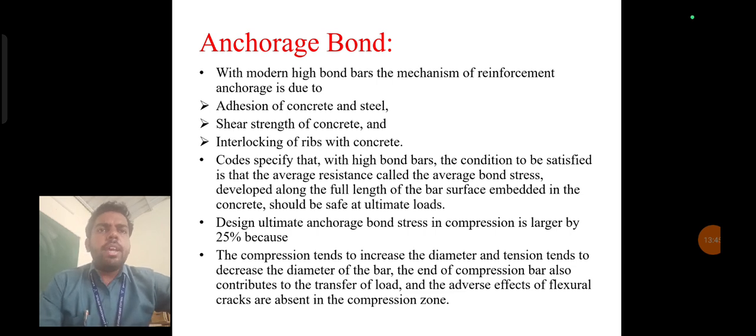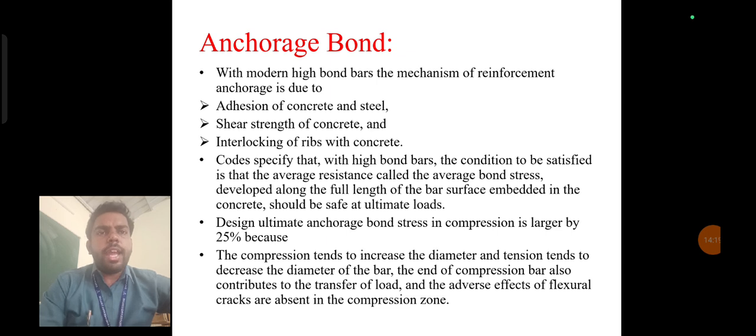What is meant by anchorage bond? Anchorage bond means, with modern high bond bars, the mechanism of reinforcement anchorage due to adhesion of concrete and steel, shear strength of concrete, and interlocking of ribs with concrete, which should be maintained very highly. IS 456-2000 specifies that for high bond bars, the condition to be satisfied is that the average resistance, called average bond stress, developed along the full length of the bar surface embedded in the concrete, should be safe at ultimate loads.